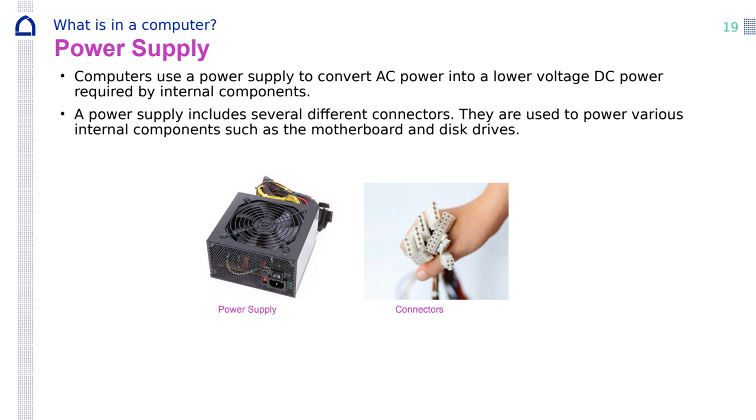Power supply. Of course, the computer needs power. Power is coming from the government or the house. It's coming AC. The computer has a power supply. It will convert the power into DC, for example, and into lower voltage. So this is the power supply. Coming out of the power supply, you will have some connectors.